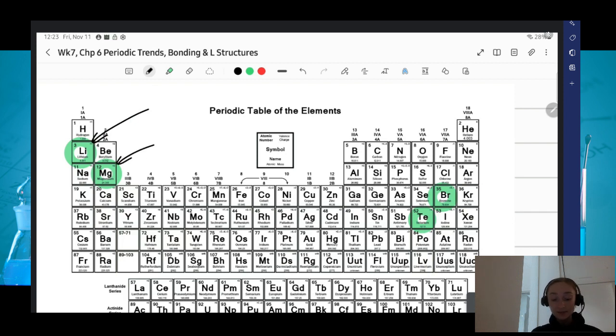But because magnesium has a 2 plus charge, it's going to have a smaller radius because it has more electrons, so it's going to be pulled more towards the nucleus, creating a smaller radius size. And so magnesium is actually the smallest, and then it is followed by lithium, the lithium ion. So those are those two. And then now we're looking at bromine, and it says here the Te is tellurium. So tellurium and bromine.